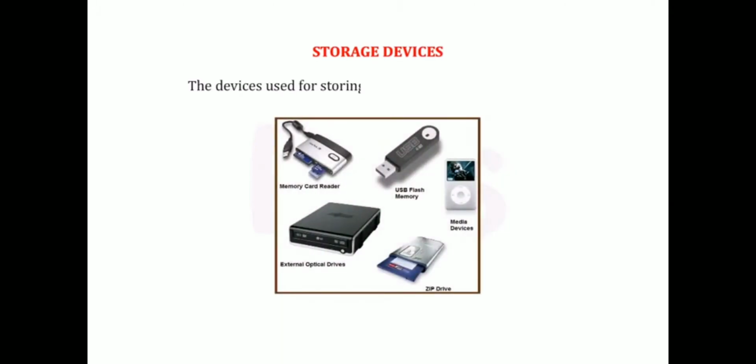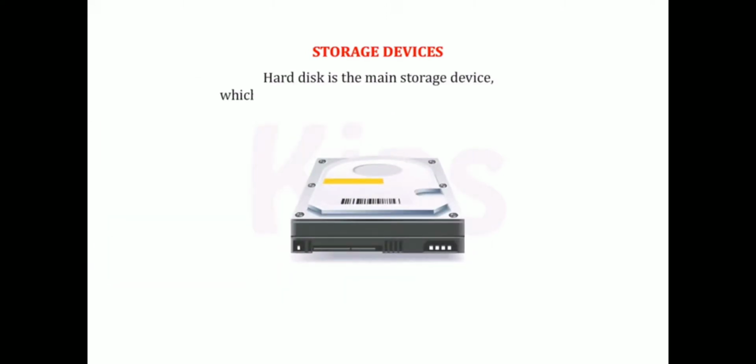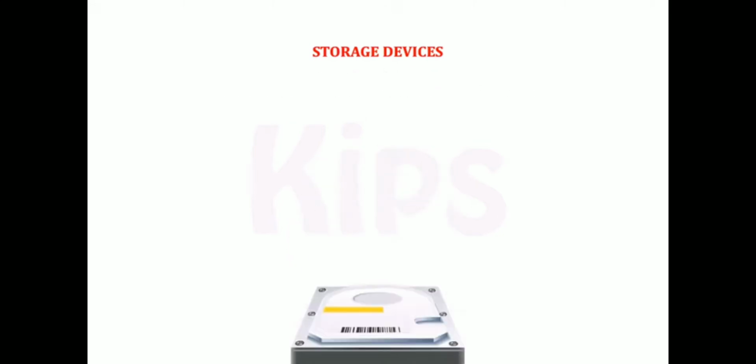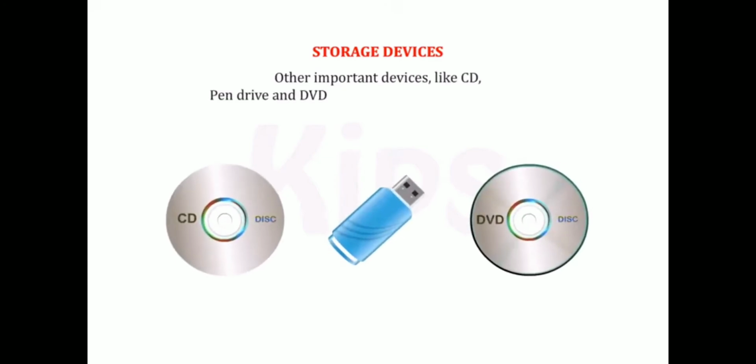Alright, let me explain storage devices. The devices which are used for storing data are called storage devices. Hard disk is the main storage device which stores all the work we do on a computer. Other important devices like CD, pen drive, and DVD are also used to store information.